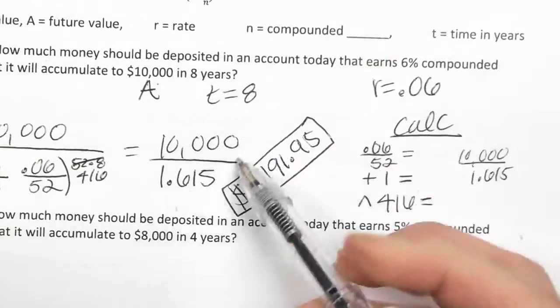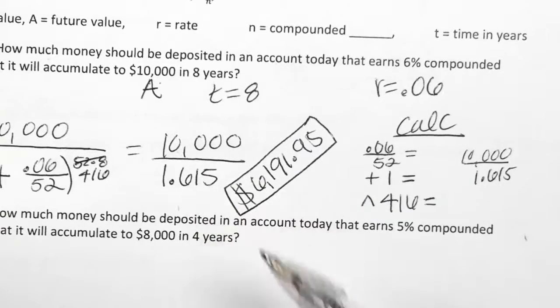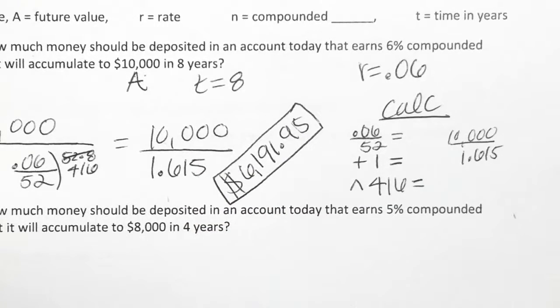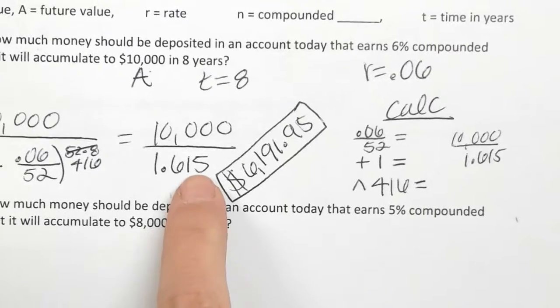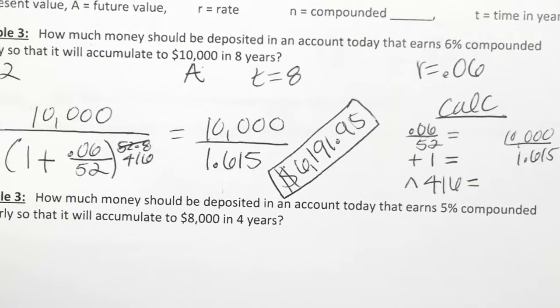Try it again. Type this in your calculator: 10,000 divided by 1.615. Any questions? I thought it rounded. Yeah, we forgot to round, but it's okay. We're just off a few cents.